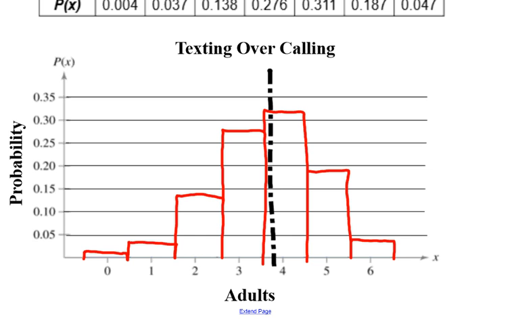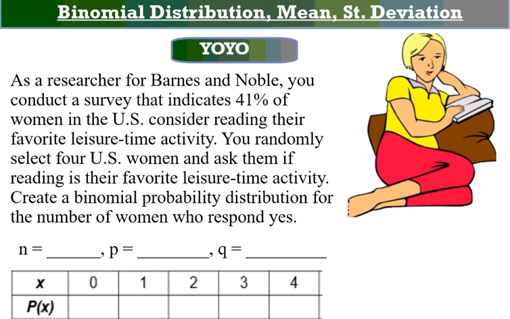And I can then see the general distribution of it. So that's how I construct a probability distribution for a binomial situation. Calculate each, plot them. Going to give you a chance to try it.